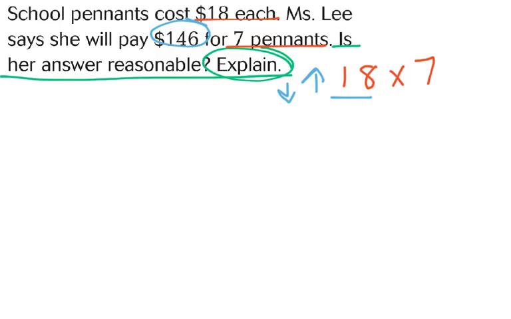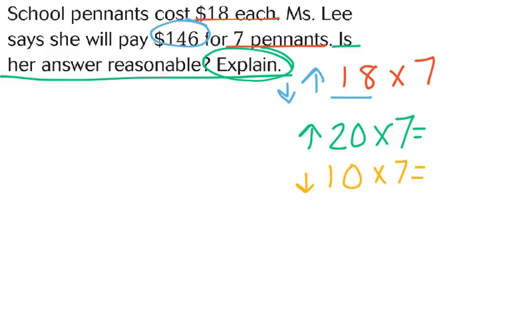So, let's start with rounding up, because if I round 18 normally, it's going to round up to 20. So I'm going to multiply 20 times 7. That's going to be the first problem I'm going to work out. Then I'm going to have to round 18 down, and when I round 18 down, I round it down to 10 times 7. So I'm going to solve those two pieces. 20 times 7 is 140. And 10 times 7 is 70.